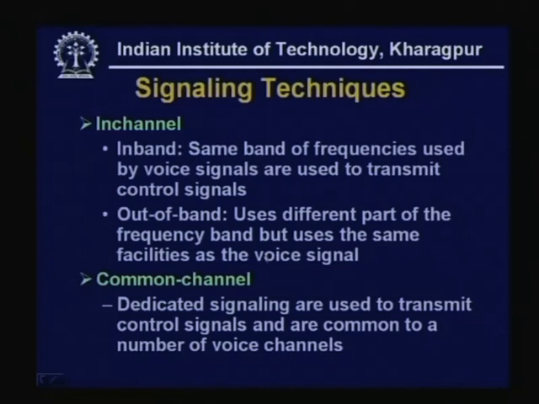This signaling can be done in two different ways. In channel, it can be in band or out of band. In band, the same band of frequencies used by voice signals is used to transmit control signals, and in out of band it uses a different part of the frequency band, but uses the same facilities as the voice channel. On the other hand, in common channel, dedicated signaling is used to transmit control signals and is common to a number of voice channels.